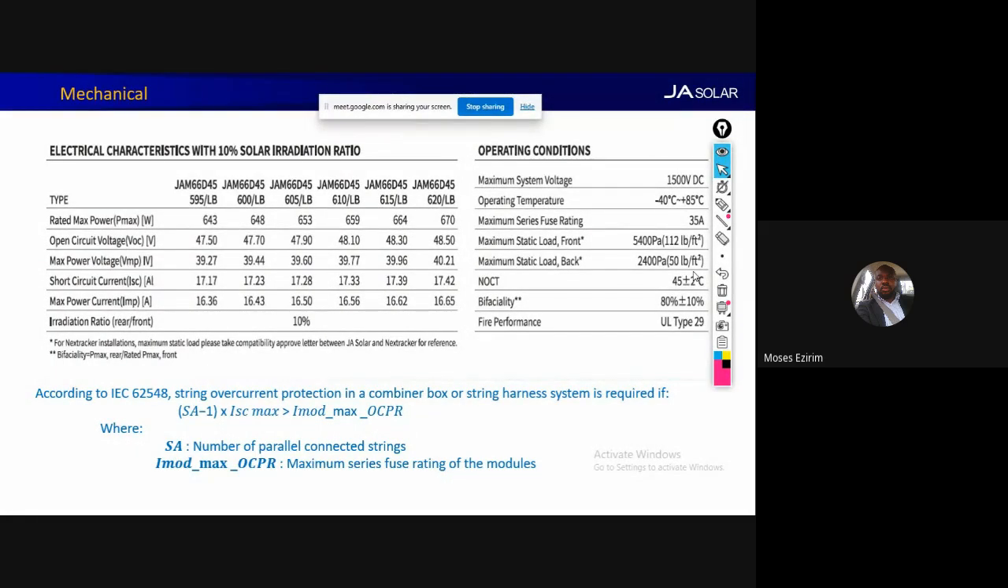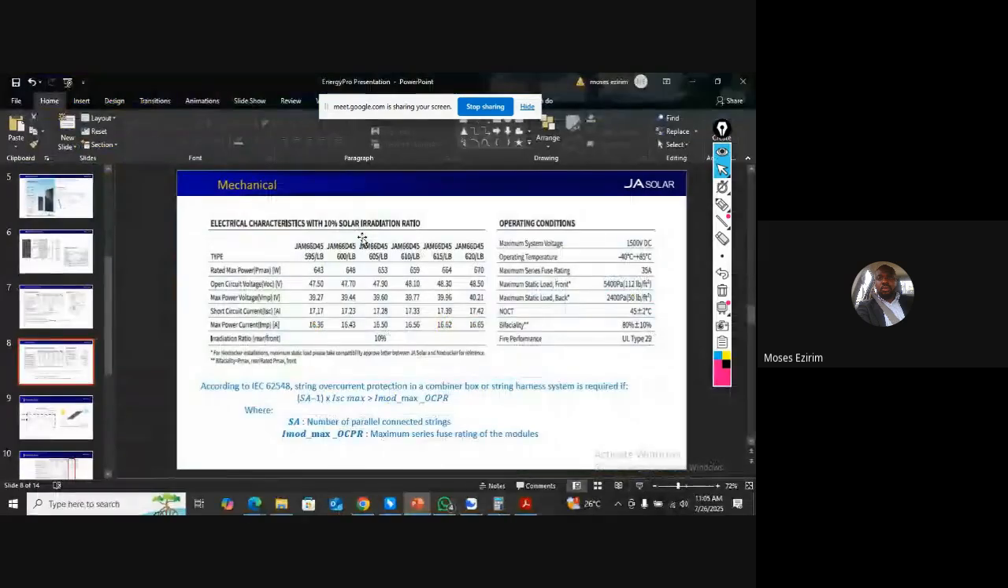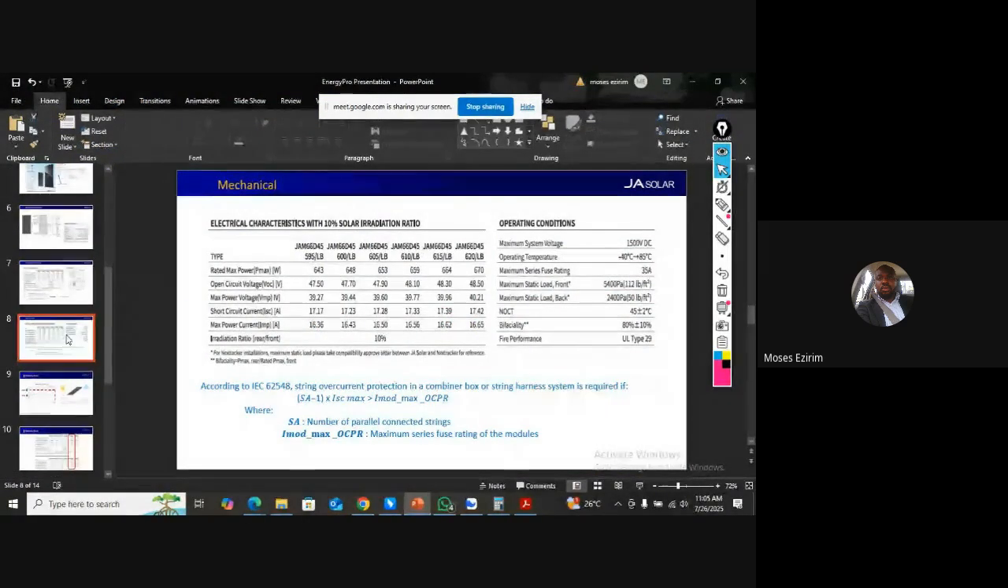Remember, the module that we are looking at is a bifacial module. I think I've spent much of my time, so let me just run through it. So this is the bifacial module.